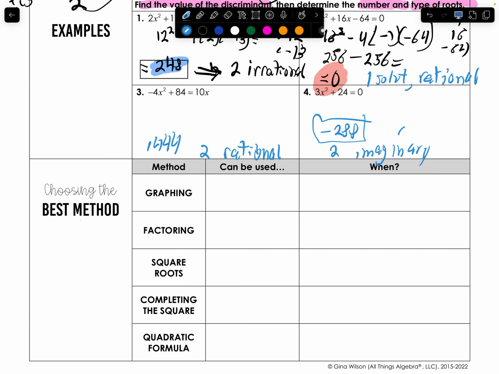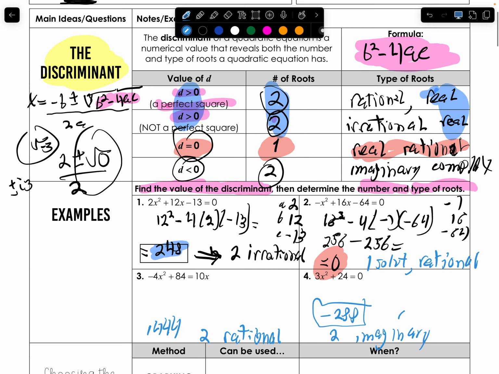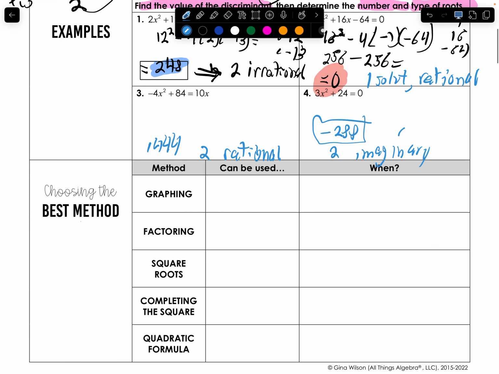Okay, so just a couple of things. There are different methods you can use to find the solutions to quadratic equations, and different methods you can use just to find the discriminant and all that. So I'd like to talk about choosing methods. When would you choose graphing? Well, graphing can be used. We don't usually use graphing. It can be harder to solve these that way.